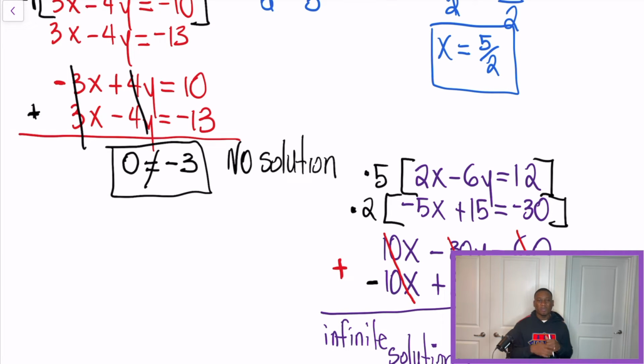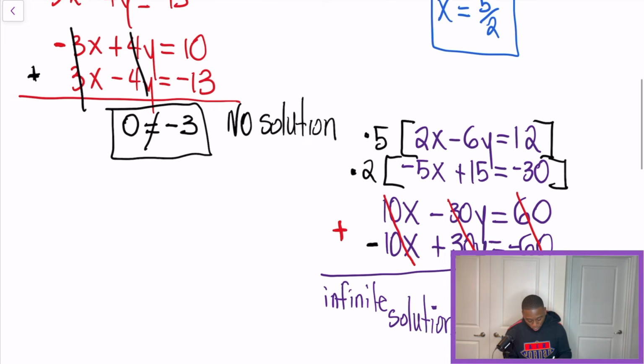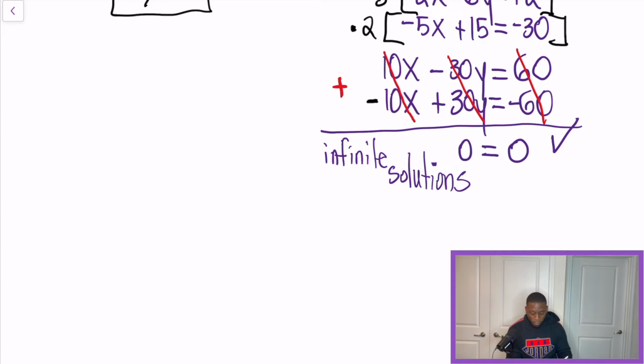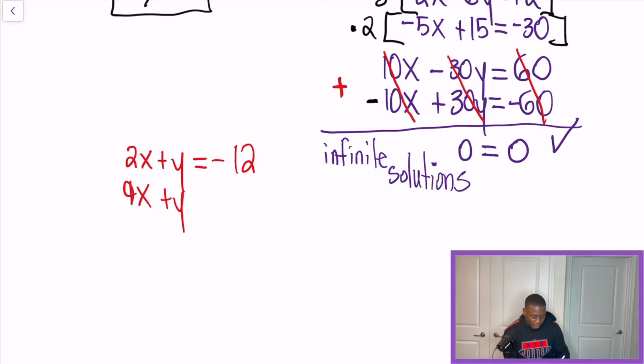And before we go, we're just going to do one more problem. One last problem. All right, let's switch over to red and scroll down some more. So our last problem, we have 2x plus y is equal to negative 12. And our second equation is 9x plus y is equal to negative 26. So when I'm looking at this problem real quick, did you guys notice that there's no number in front of y? So if I want to cancel out y, I just need to make one of them negative so we can eliminate it and then solve for the x.